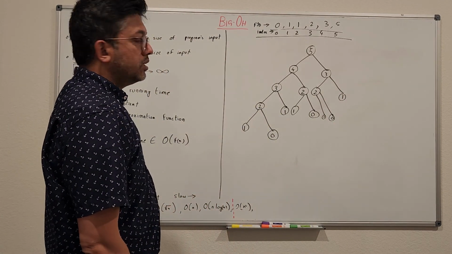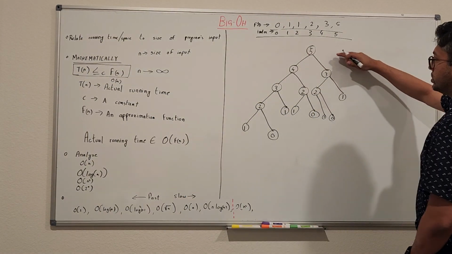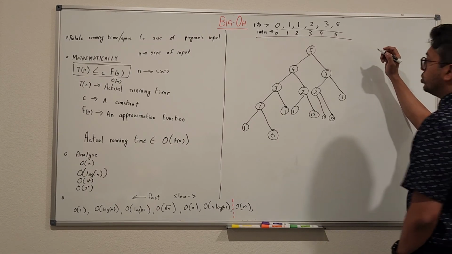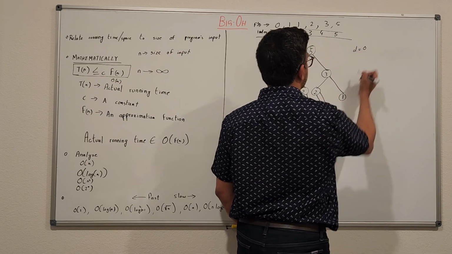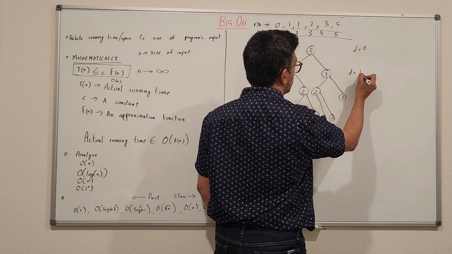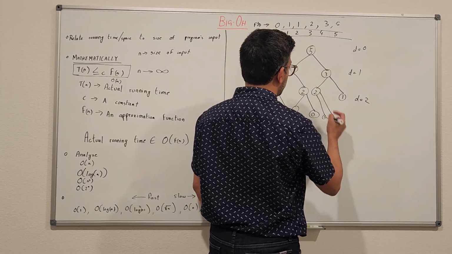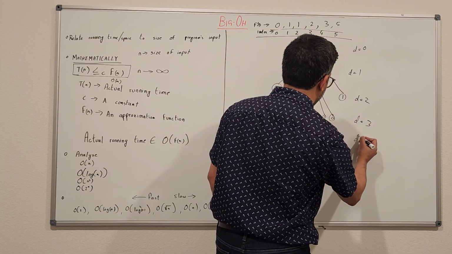So here, an observation to make is, suppose I'm counting the depth from here. For the top one, depth equal to 0. Here, depth is equal to 1. Here, depth equal to 2. Here, depth equal to 3. And here, depth equal to 4.